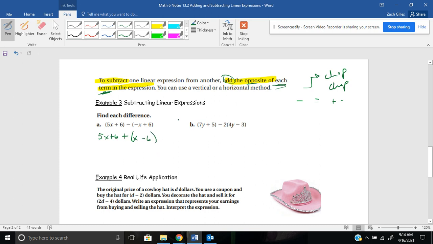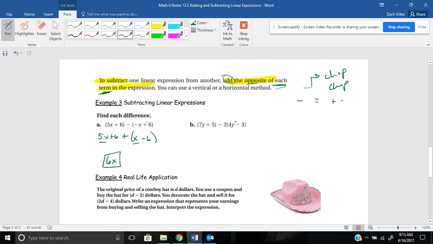Okay, so let's see what we get when we do that. 5x plus x would give me 6x, and 6 plus negative 6 is 0. You could also think about this as plus negative 6, and 6 plus negative 6 is 0. So that's nothing, so I'm just left with 6x. Right? For the next one here, notice now that I've got a negative 2. It looks like I'm subtracting, or you could also think of this as negative 2.